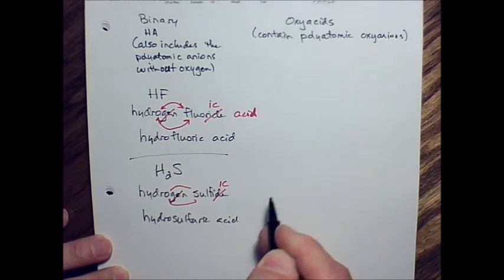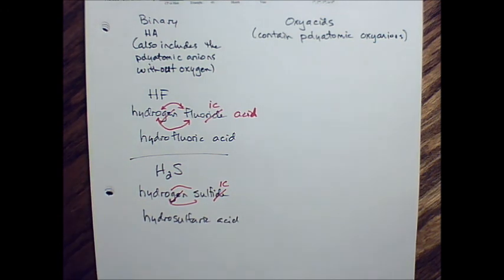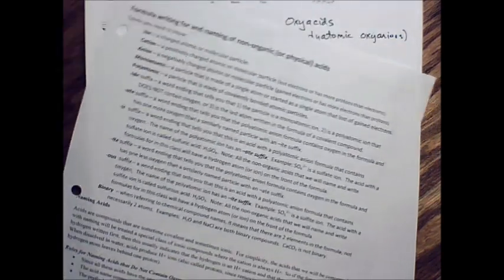Okay. All right. Oxyacids. You don't add the 2 in there? Nope. Ionic compounds, you don't do that. How do we know to change it to sulfur? Well, only sulfur and phosphorus do that. Only sulfur and phosphorus do that, okay?